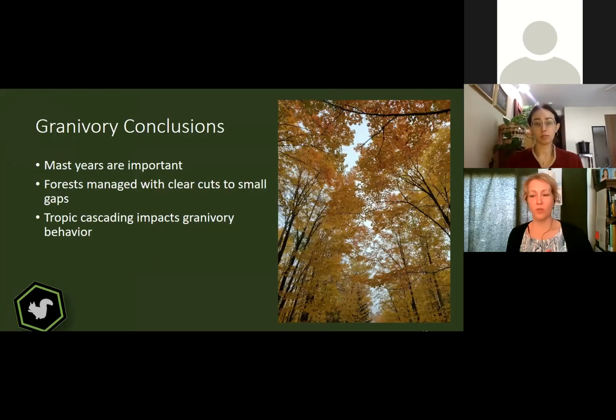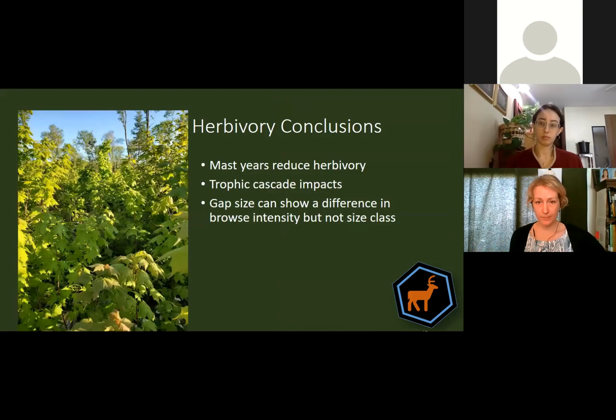And then just some granivory conclusions. Mast years are really important. Granivory has negative impacts in low seed production years, but benefits from small mammal caches and mast years. That's where you get seed dispersal. Forest management should be a matrix of clear cuts to mature forests to benefit the variety of granivorous wildlife species. And then the greater numbers of small mammal predators actually results in more seeds being immediately eaten.